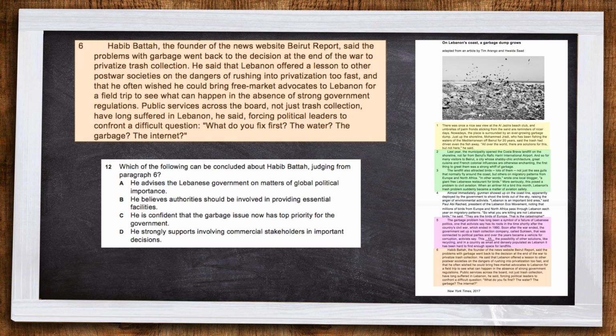Reading the options again, I don't believe that A is the answer, as Battah doesn't advise the government. I think that B is a possible answer. I think that C is not the answer because I did not read that the garbage issue is now a top priority. Nor do I think that D is the answer, as Battah is against involving commercial stakeholders, which becomes clear from the text as it speaks about the dangers of rushing into privatization too fast.